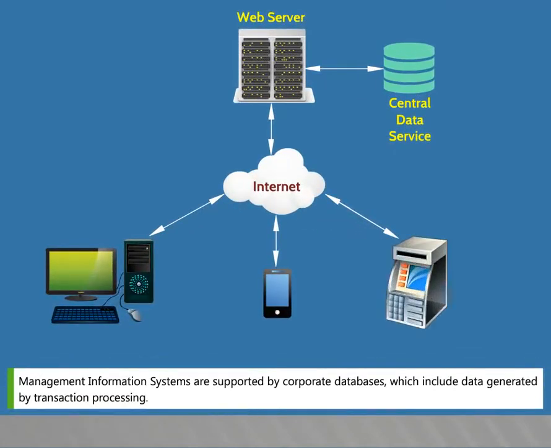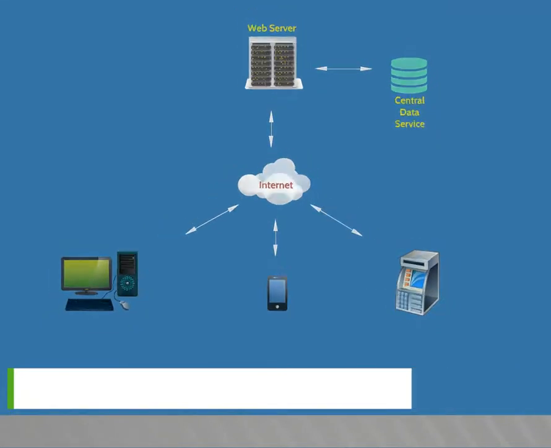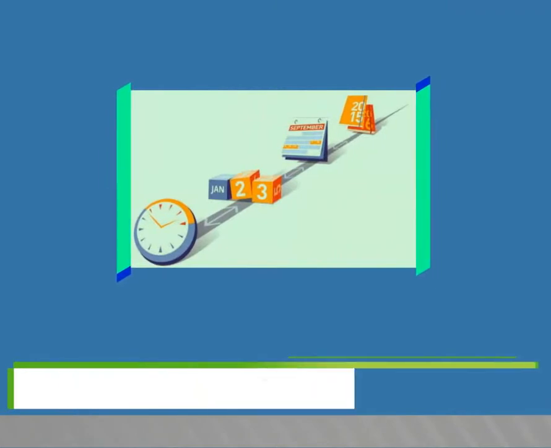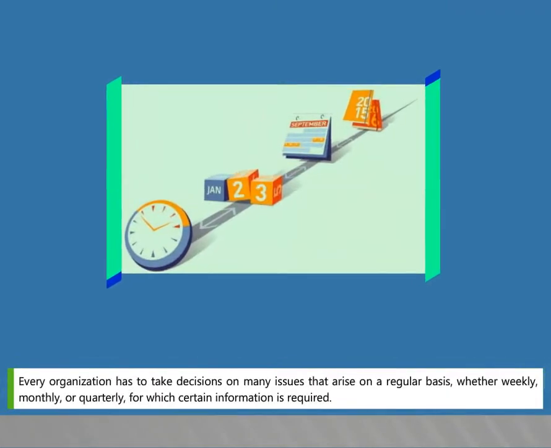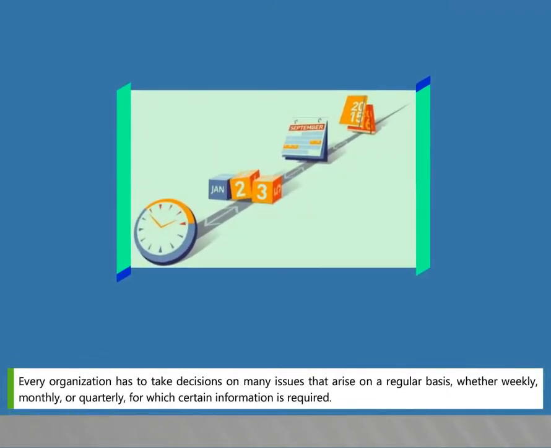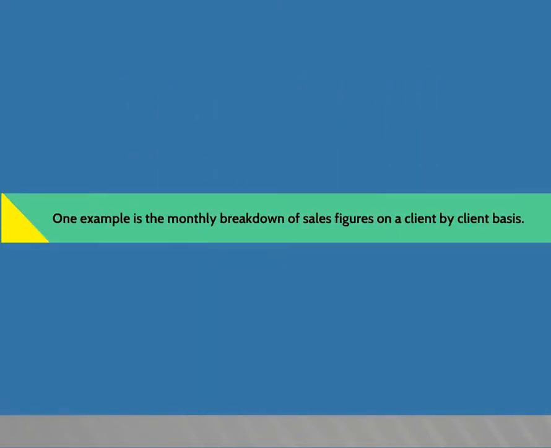Management information systems are supported by corporate databases, which include data generated by transaction processing. Every organization has to take decisions on many issues that arise on a regular basis, whether weekly, monthly, or quarterly, for which certain information is required. One example is the monthly breakdown of sales figures on a client-by-client basis.